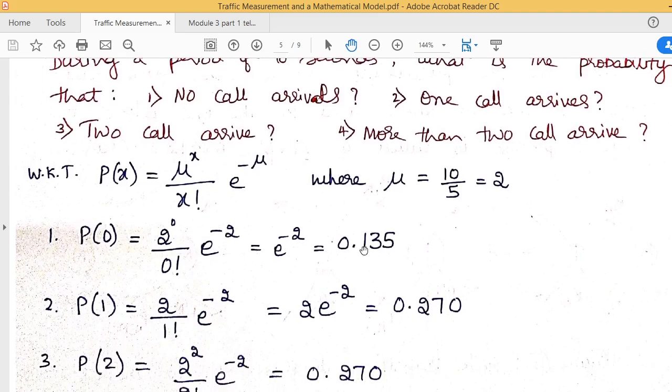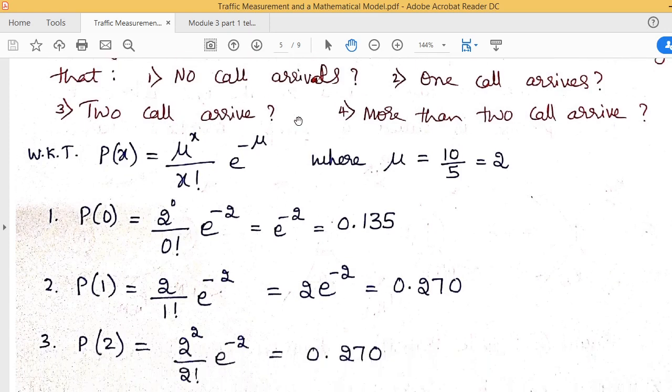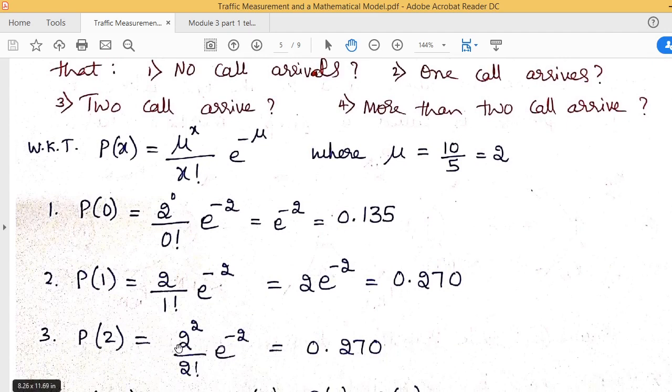Similarly, we will calculate one call arrival. So P of 1 is equal to 2 power 1 by 1 factorial e power minus 2, and this was obtained to be 2 into e power minus 2, and it is equal to 0.27. Similarly, 2 call arrivals within this 10 seconds: P of 2 is equal to 2 power 2 by 2 factorial e power minus 2. So this is written according to this equation, and this was found to be 0.27.